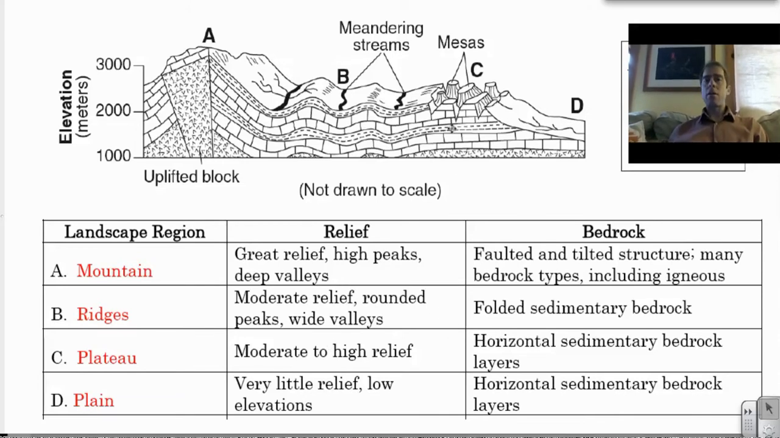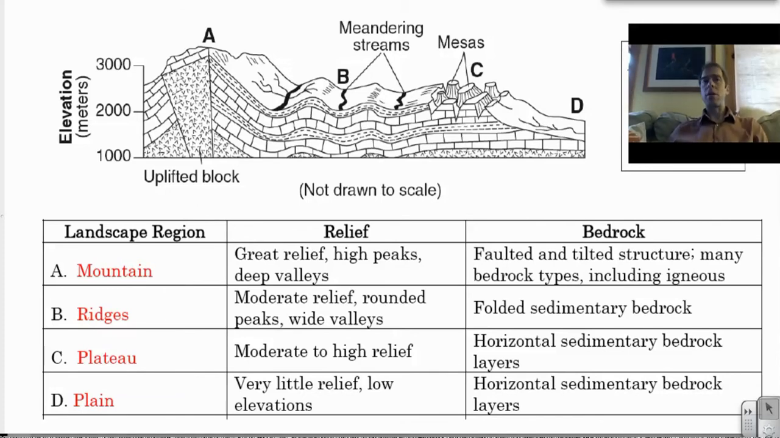And the thing that distinguishes us from ridges or from mountains is that the bedrock around us is horizontal. Again, those sedimentary layers get laid down in horizontal layers for a wide area, and they stay that way because the plates haven't collided in enough of a way to cause them to be tilted or folded. And then the plains are areas where you have low elevation, and that causes very low relief, and the bedrock is horizontal. So the combination of the type of relief it has and whether the bedrock is horizontal or tilted or faulted and folded determines what kind of landscape region you're going to be in.